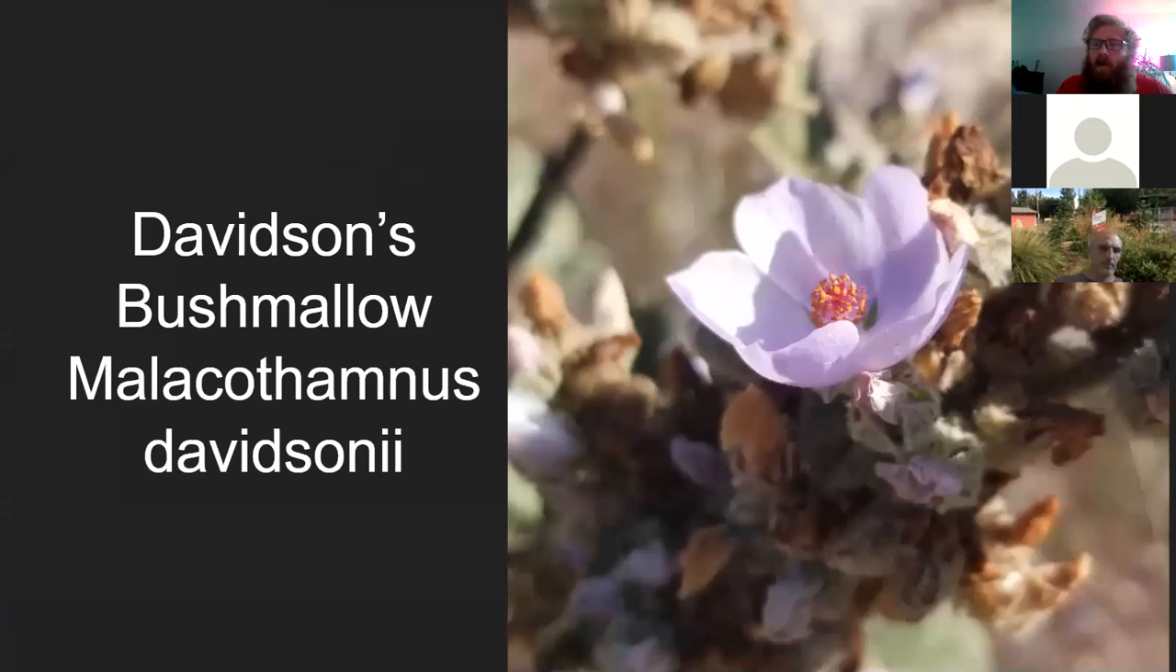One of the plants that we were allowed to collect was an endangered species. This is Davidson's Bushmallow, Malacothamnus davidsonii. So what our hope is that we can propagate this with some help from some professional nursery managers and stuff. And we can give this to students that live local to Northridge, right?